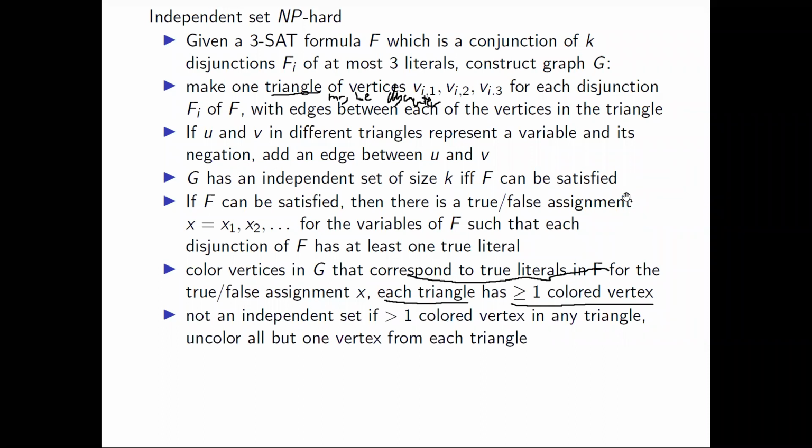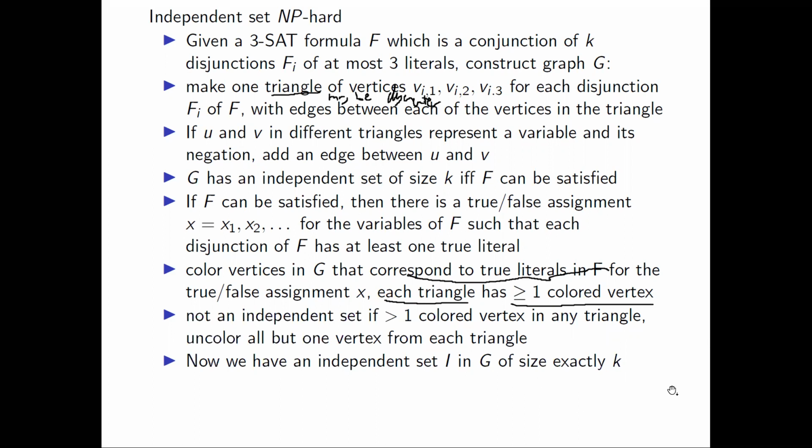And this coloring we have might not be an independent set. If we have any triangle with more than one colored vertex, that would not be an independent set because we can't have two vertices from the same triangle in an independent set. So we just uncolor all but one vertex from each triangle. We still have every triangle with at least one colored vertex, and now every triangle also has at most one colored vertex. And there's k triangles. So we have an independent set in the graph of size exactly k.